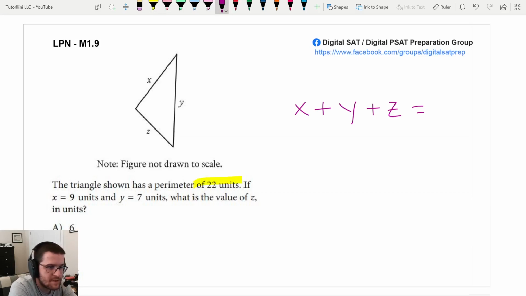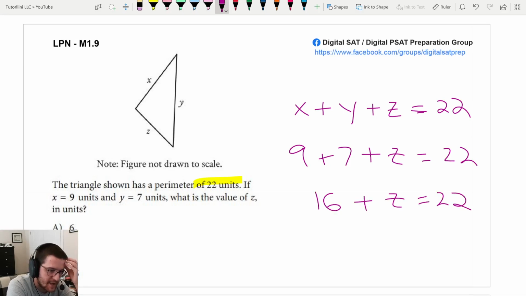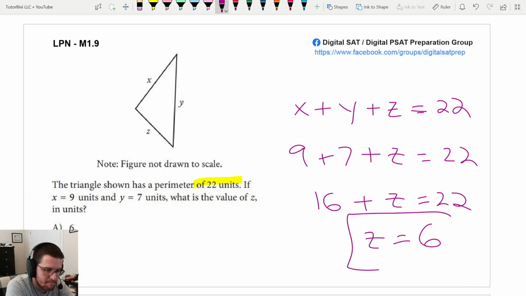So we can put 22. And now we're going to make x 9 and y 7. So 9 plus 7 plus z equals 22. Well, 9 plus 7 is 16. Now we're going to subtract 16 from both sides, and we should get 6. And that is answer choice A. A is correct. Great.